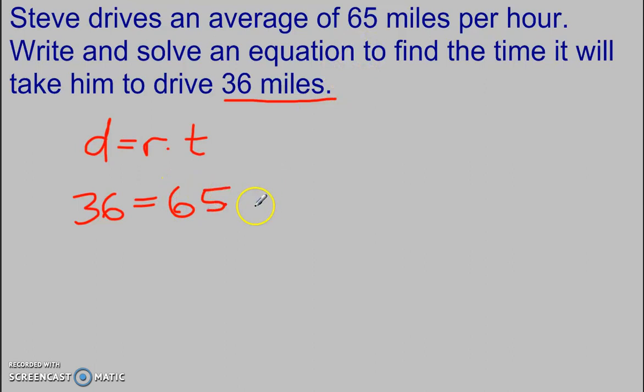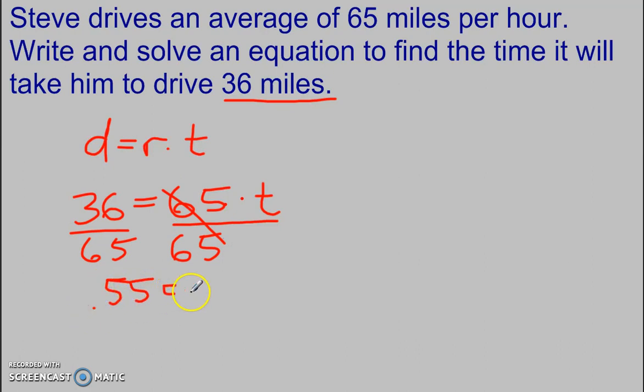times the time. Notice this is in hours, time in hours. So now to solve that, divide by 65 on each side. And this comes out to approximately 0.55 for the time. But what does that mean, 0.55? Well, the time is equal to 0.55 hours.